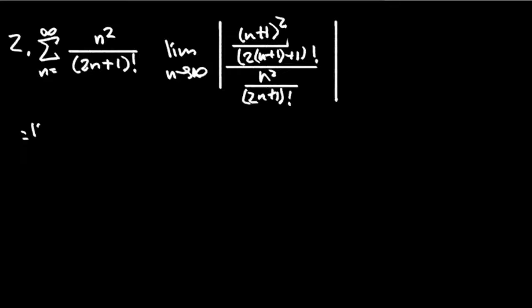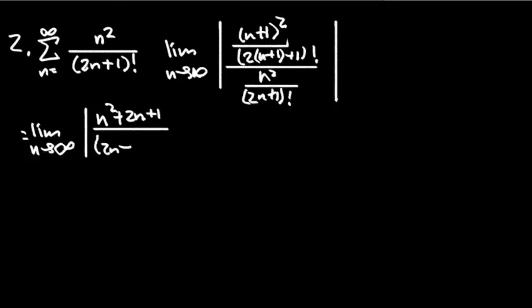All right, so the limit as n approaches infinity of... Let's see, so that'll be n squared plus 2n plus 1, all divided by... All right, so let's work on this thing, simplify it a little bit first. So that'll be (2n plus 3) plus... (2n plus 1) factorial, divided by n squared.